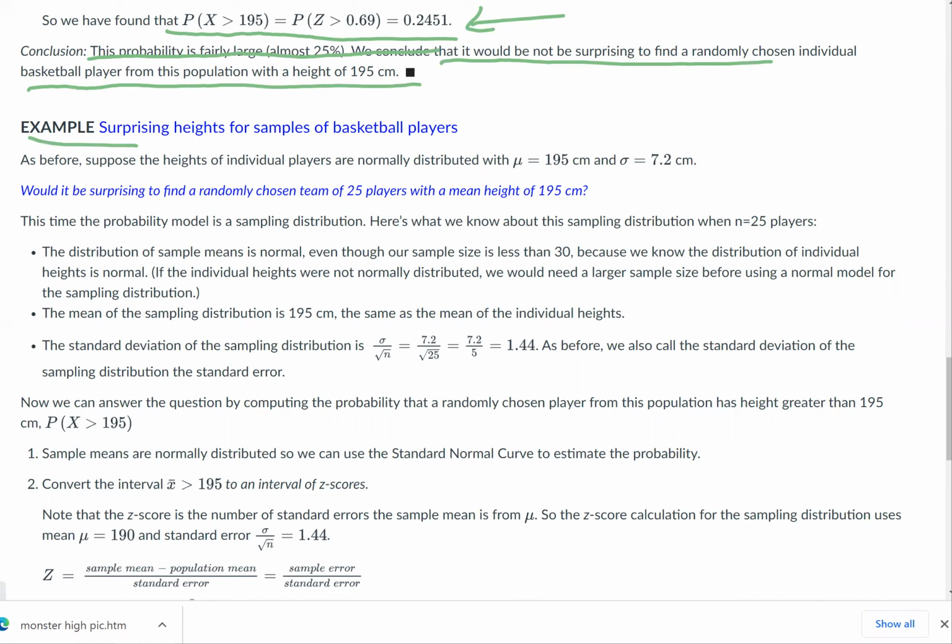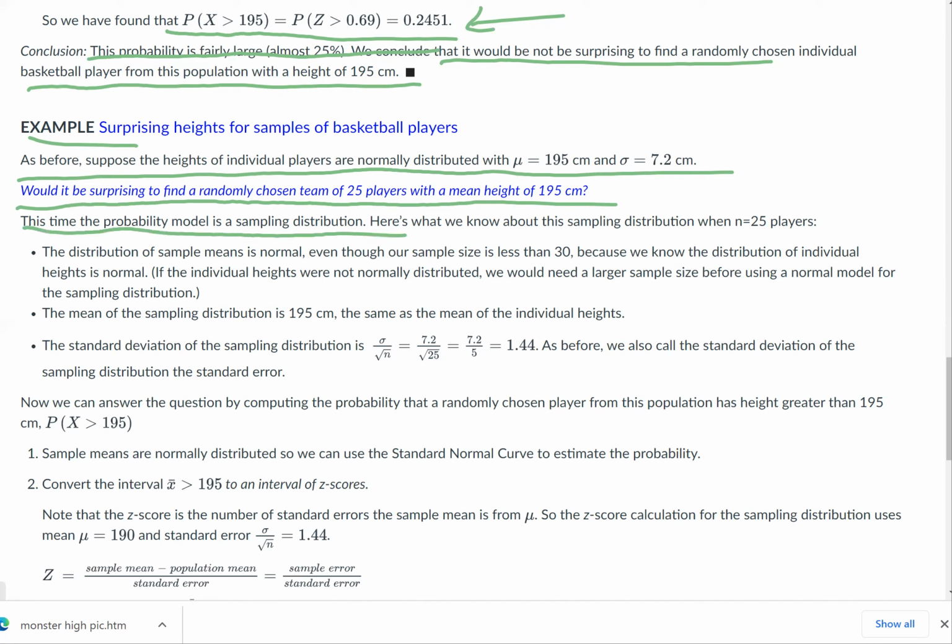Now revisiting that example. As before, suppose the heights of individual players are normally distributed with mu equals 195 centimeters again, and sigma is 7.2 centimeters again. Would it be surprising to find a randomly chosen team of 25 players with a mean height of 195 centimeters? This time, the probability model is a sampling distribution. Here's what we know about the sampling distribution when n equals 25 players.